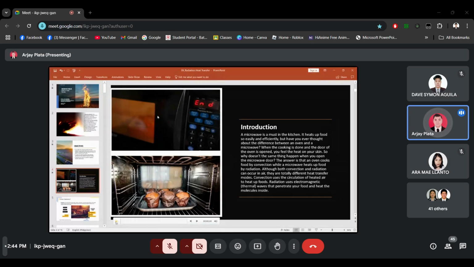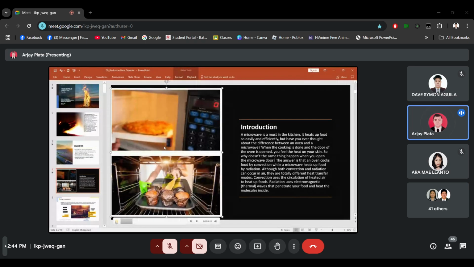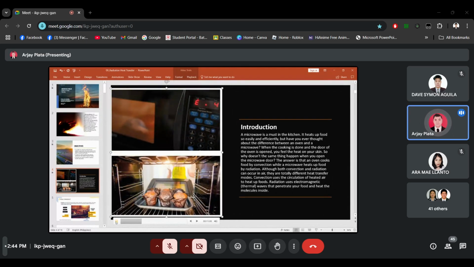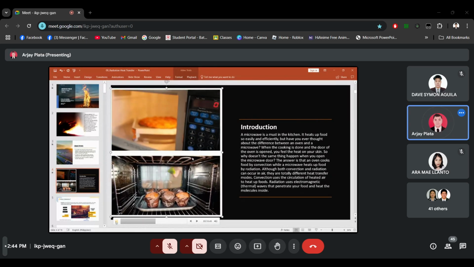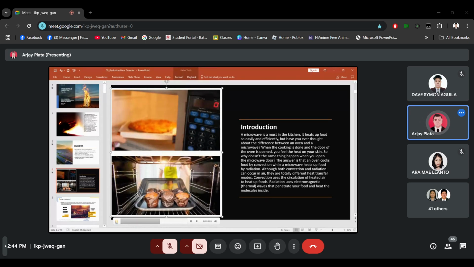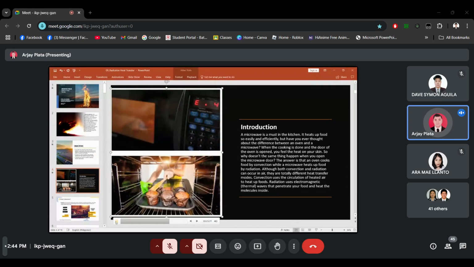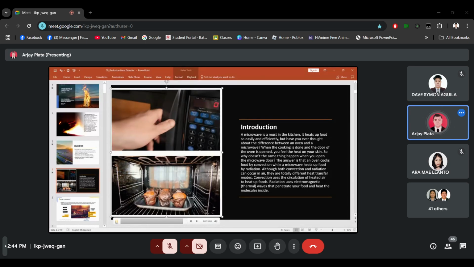So let's show some animations here. As we all know, a microwave is a must in our kitchen. It heats up food easily and efficiently. But have you ever thought about the difference between an oven and a microwave? When the cooking is done and the door of the oven is opened, you will feel the heat on your skin. So why doesn't the same thing happen when you open the microwave door?